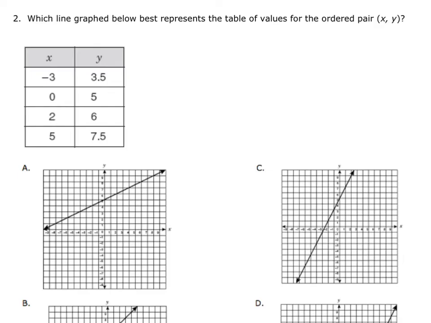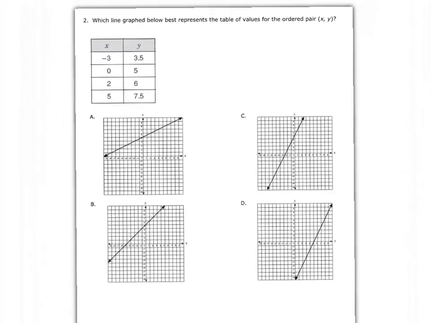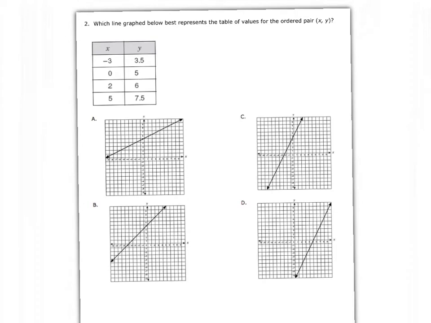For number 2, it says which line graphed below best represents the table of values. This one's going to be a little bit hard to see, but remember that each row in this table actually represents a point. So this point will literally be -3, 3.5. That means we would go to the left 3 and then up 3.5. So I need to find a graph that has that point.